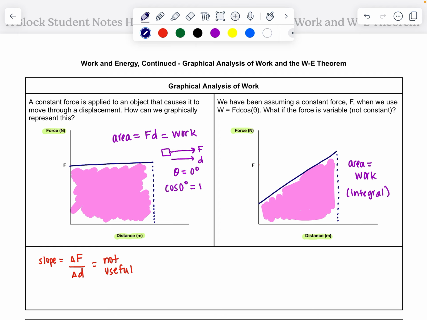So what I want you to make a note of in your notes, the most important takeaway from right now, is that the area under the curve, this area bound between the line of the force and the x-axis of a force versus distance graph, is the work done by that force on the object.